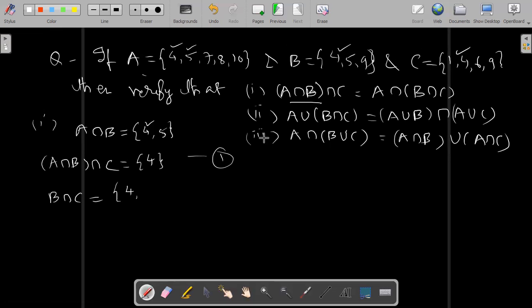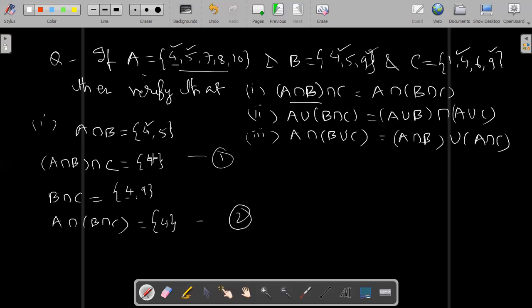5 is not there, 9 is there, 9 is also common. So there. B intersection C. And now find A intersection B intersection C, A intersection with this B intersection. Where is A? A is this one. A is this 4, 4 is there, yes. We will write 4, only 4 is there.